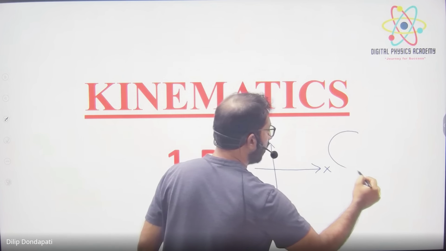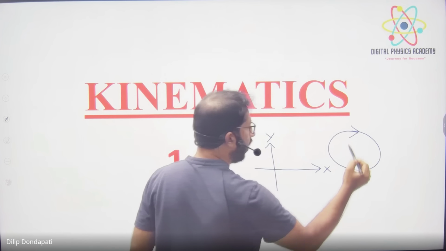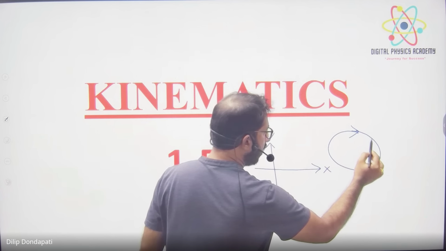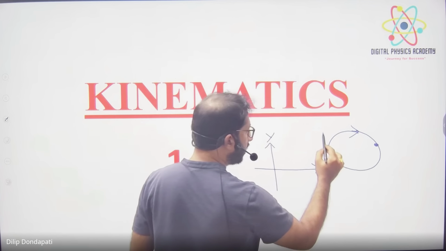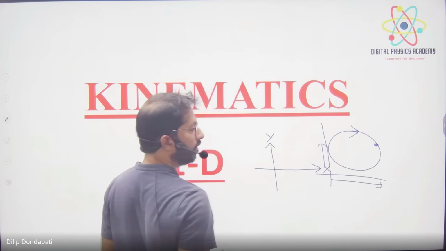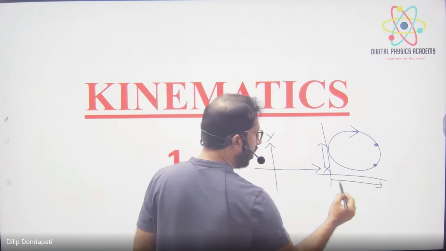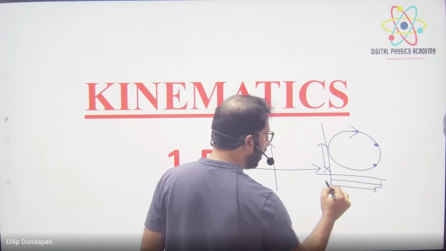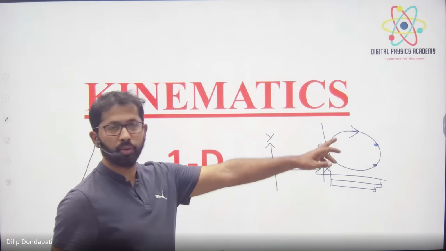Suppose it is circular motion. Tell me, when the object is coming here, it has covered simultaneously x distance and y distance. When the object came here, it has covered simultaneously x distance and y distance. So this is a two-dimensional motion.